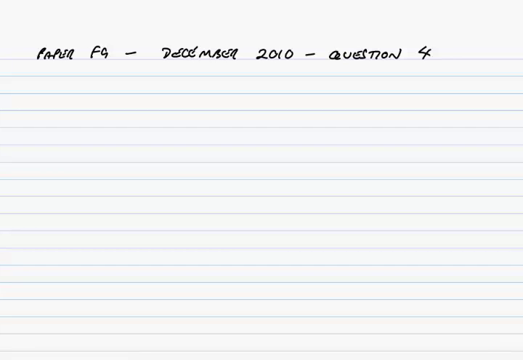We're going to work through question 4 of the December 2010 paper F9 exam. So make sure you've got the question in front of you. And as always, go straight to the requirements. Part A, 5 marks. Calculate the equity value of NN company using the following business valuation methods. 1. Dividend growth model. 2. Net asset value. That looks fairly standard. 5 marks. Hopefully it's not too hard.